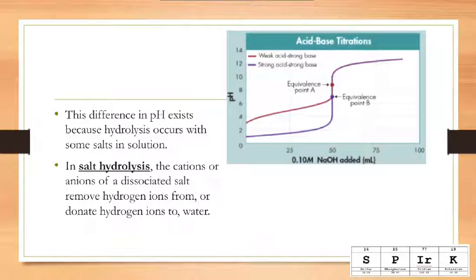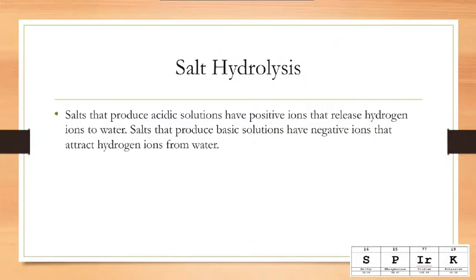In salt hydrolysis, the cations or anions of a dissociated salt remove hydrogen ions from or donate hydrogens to water. So it's taking away some of those acidic H+ ions. Salts that produce acidic solutions have positive ions that release hydrogen ions to water. Salts that produce basic solutions have negative ions that attract hydrogen ions from water.